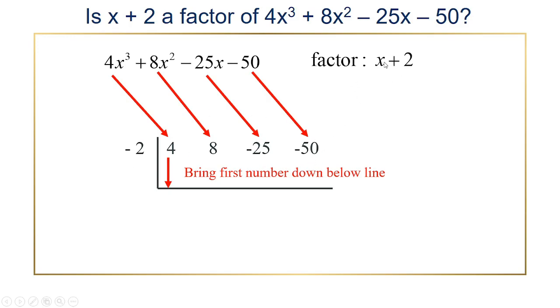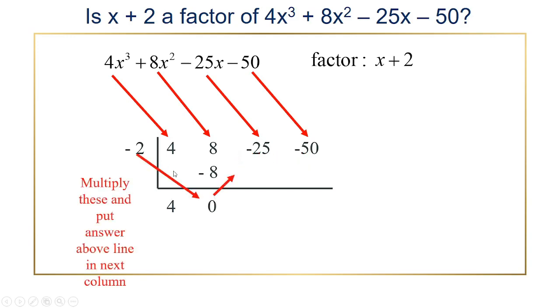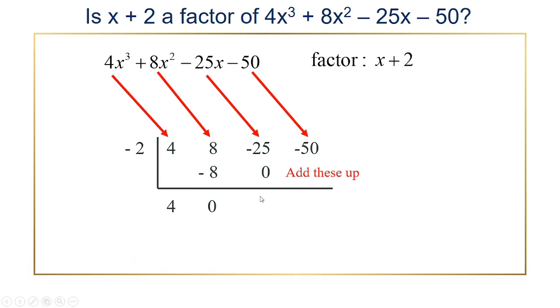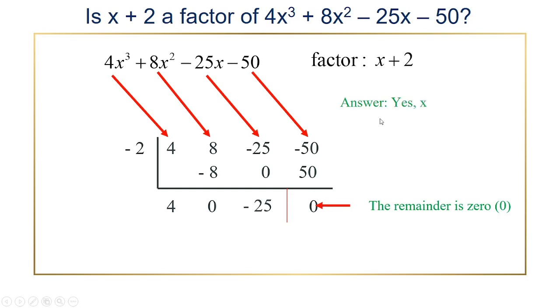So this negative 2, remember, we equate this to 0. So if x plus 2 equals 0, x is equal to negative 2. Bring down 4, times negative 2 is negative 8, plus 8 is 0, times negative 2 is 0, minus 25 is negative 25, times negative 2 is 50, minus 50 is 0. Now the remainder is 0. It means to say that yes, x plus 2 is a factor of 4x cubed plus 8x squared minus 25x minus 50. So that's it.